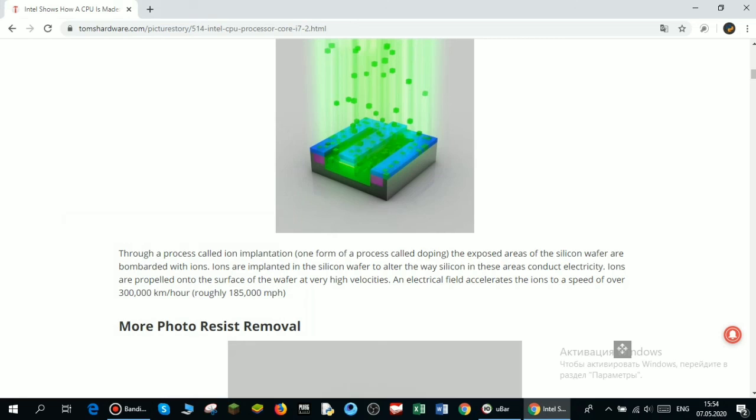Ions are propelled out of the surface of the wafer at very high velocities, and the electrical field accelerates the ions to speeds of over 300,000 km/h and roughly 185,000 mph.